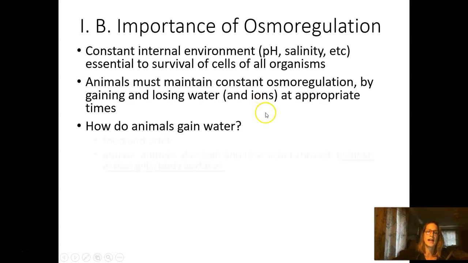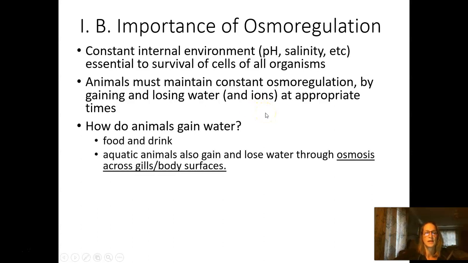There are several ways that animals can gain water. The main ways are through food and drink, and some aquatic animals also gain and lose water through osmosis across their gills or body surfaces. So we're going to look at this a little bit more when we talk about osmoregulation specifically in fish. But because their gills, for example, are not covered with a protective surface like our skin, water can move in and out of the gills pretty easily.